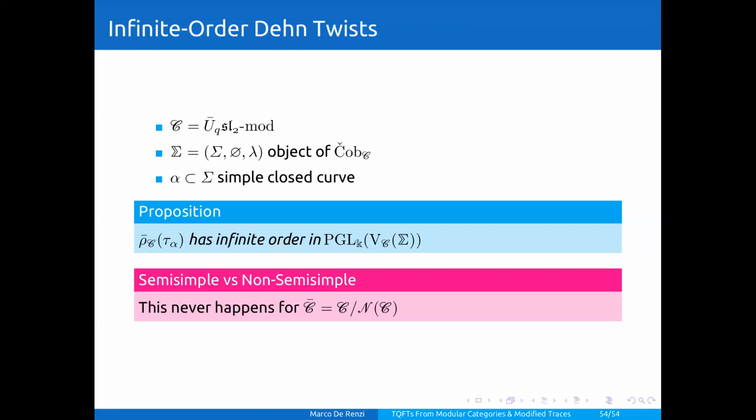Yeah, I would be interested. So can you say something about the spectrum of these operators for the Dehn twist? Because of course in the semi-simple theory they're all roots of unity, the eigenvalues. So in your case, is it just that it has infinite order because it's no longer diagonalizable, or is it because the eigenvalues are no longer roots of unity?